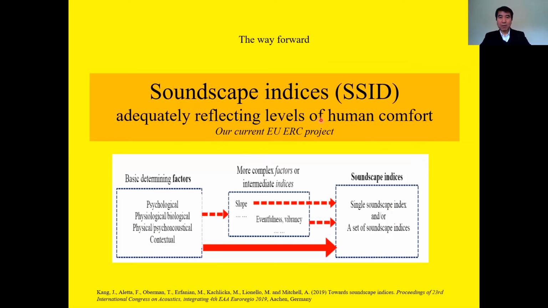And finally, our current work is an EU ERC grant developing soundscape indices. Firstly, we carried out a big survey to find out the relation between physiological, psychological, physical, and contextual parameters. Based on that, we developed some intermediate parameters, like how these factors affect, for example, eventfulness and vibrancy, and hopefully at the end we can develop some kind of single ranking index to evaluate soundscape, rather than using sound level to say whether a place is good or not. Traditionally, it's like that. We can develop indices to evaluate soundscape, integrating people's perception into it, rather than just the physical sound level. That's the target of this ongoing project.